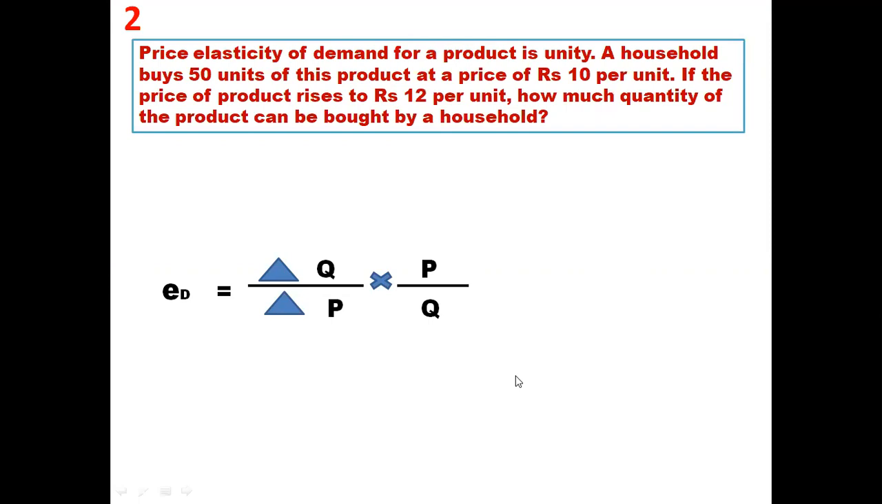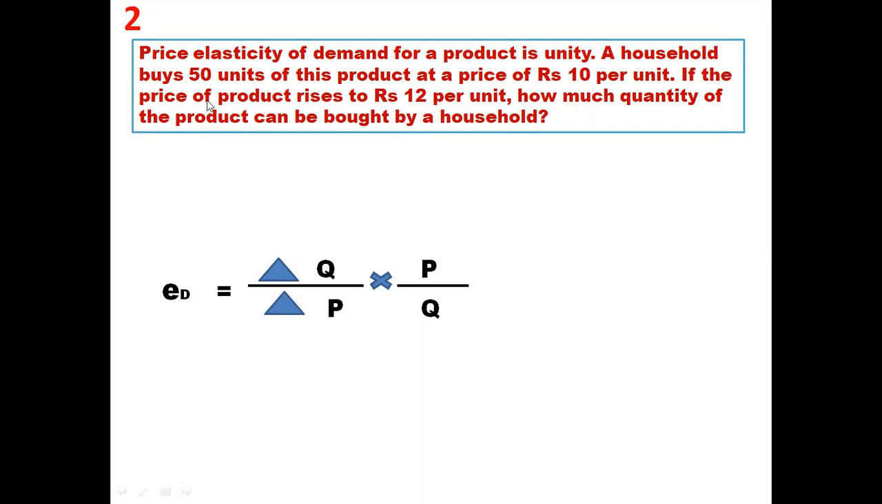Moving on to the next sum. If price elasticity of demand for a product is unity, that is elasticity of demand is 1, a household buys 50 units of this product at a price of rupees 10 per unit. So initial price is rupees 10 and initial quantity is 50. If the price of the product rises to rupees 12 per unit, how much quantity of the product can be bought by the household? So new price is 12. We have to find the new quantity. Since the price has risen, the quantity bought will be less compared to 50.